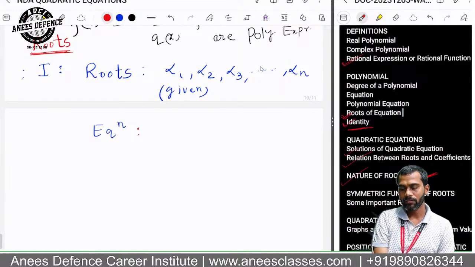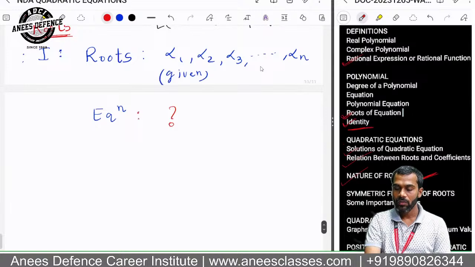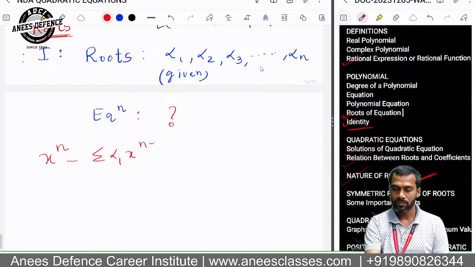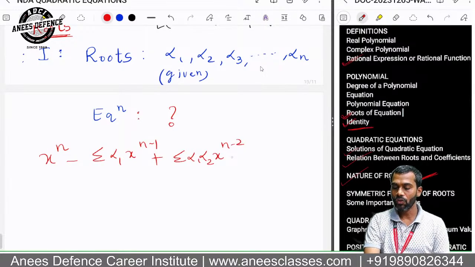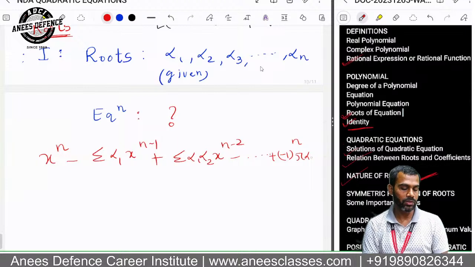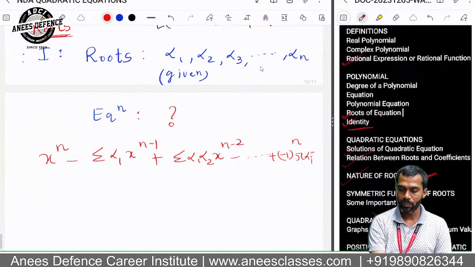So what is the equation? x raised to n minus summation alpha 1 x raised to n minus 1, then plus summation alpha 1 alpha 2 x raised to n minus 2, and then again minus, and so on, plus minus 1 raised to n pi alpha i is equal to 0. So this would be the equation. And I hope everyone knows what is summation alpha 1.